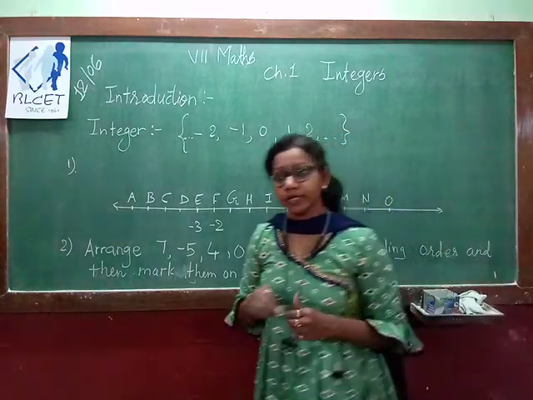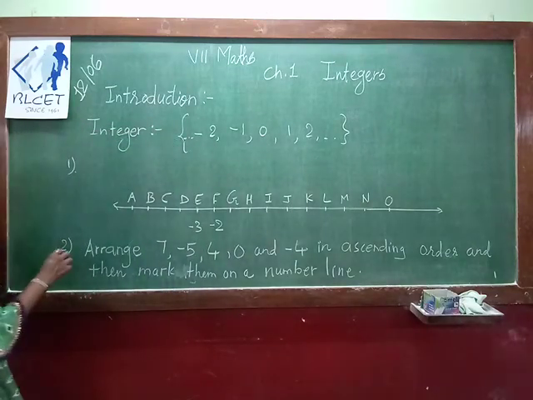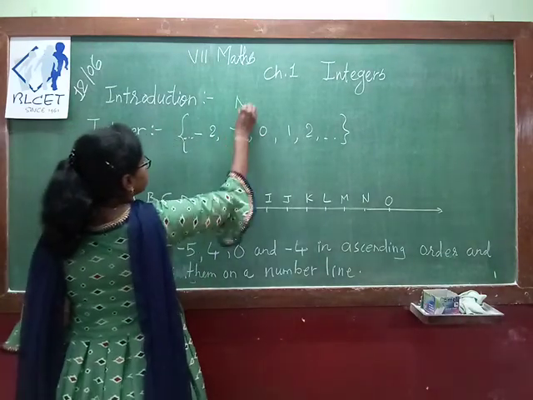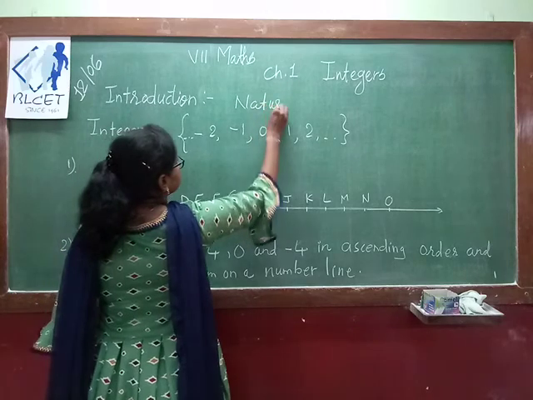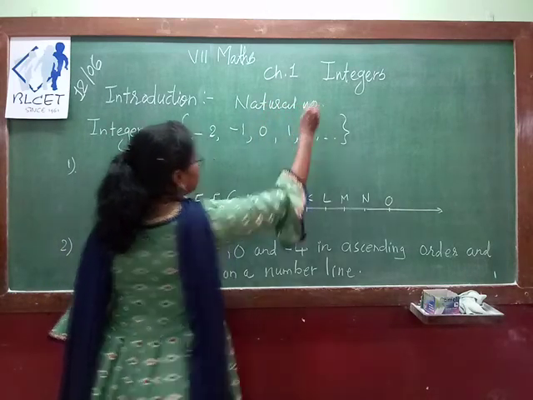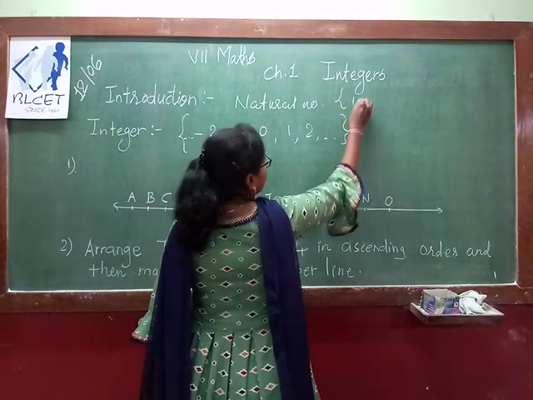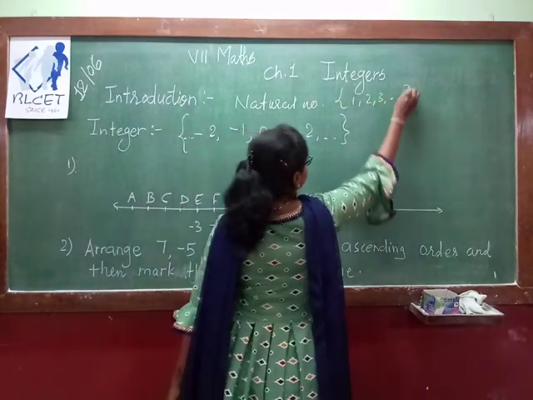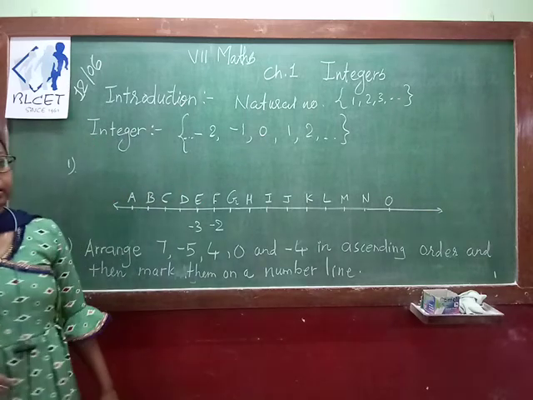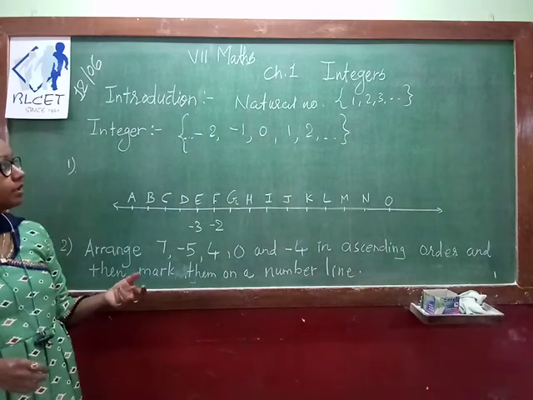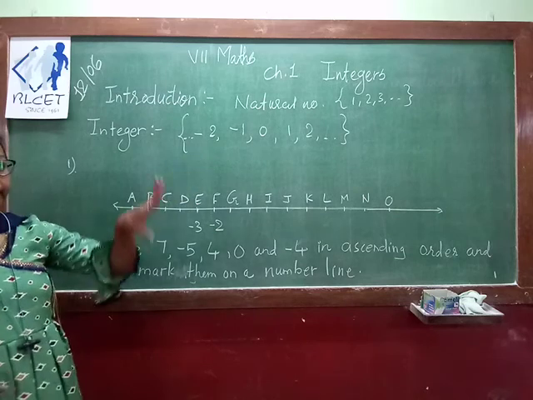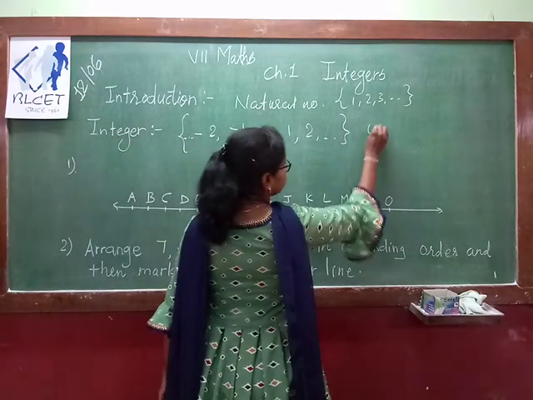We know how many sets we have learned. So first we have learned the set of natural numbers. Okay, that is the counting numbers. It starts from 1, 2, 3 and so on. Okay, natural numbers, that is the counting numbers. Okay, then after that we have learned whole numbers.